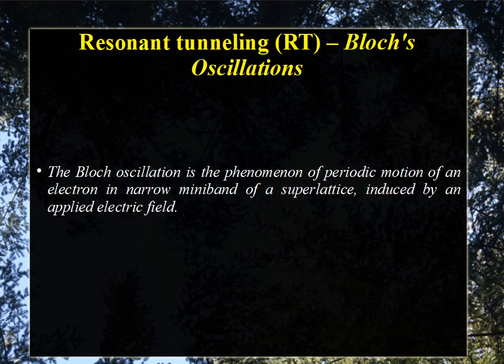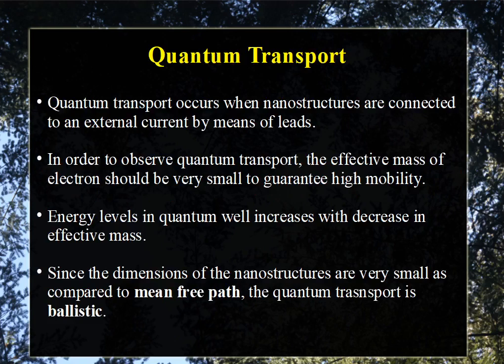Now we will move to the next topic, that is we will focus on the quantum transport. Quantum transport occurs when nanostructures are connected to an external field, external current, by means of leads. In order to observe quantum transport, the effective mass of the electron should be very small to guarantee high mobility.